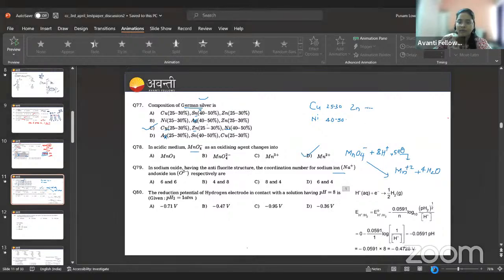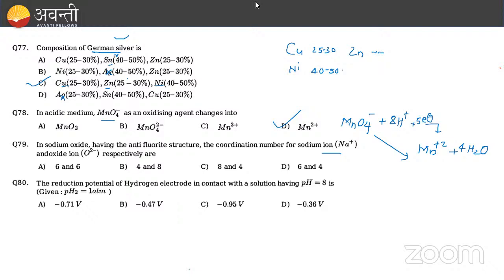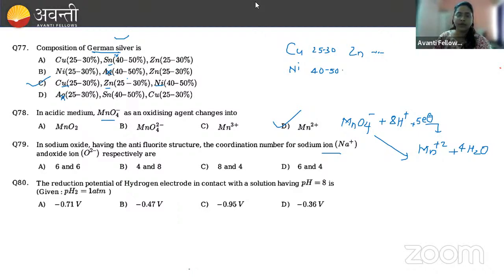Okay, next problem. Let's talk about sodium oxide. Sodium oxide has an anti-fluorite structure. The coordination numbers of sodium and oxide ion respectively are? You know that in the anti-fluorite structure, sodium ions are present at the tetrahedral sites. That's why the coordination number of sodium is 4. And for O2 minus, it is 8.